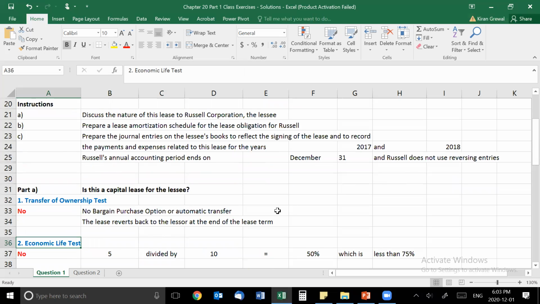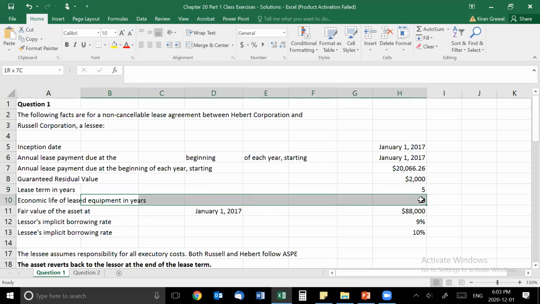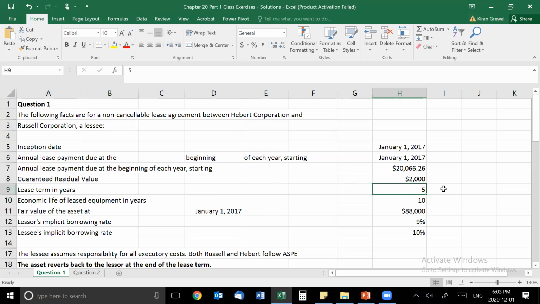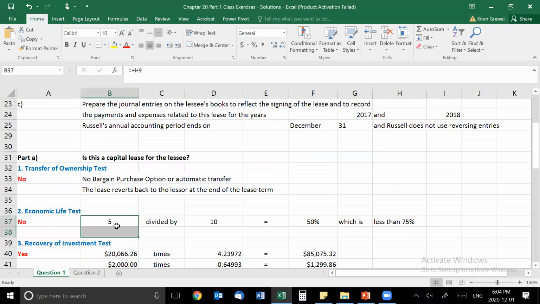Okay, the second test is the economic life test. Here in the economic life test, we need to compare the lease term with the economic life of the asset. The lease term has to be a certain percentage of the economic life, and it's 75%. So lease term has to be at least 75% of the economic life. So if we do our calculation here, 5 years of the lease term divided by 10 years economic life is 50%, and that is less than 75%. So no, this test has not been met, right? So it's only 50% coverage, and it has to be at least 75%.